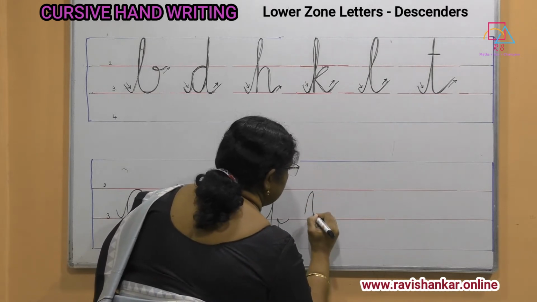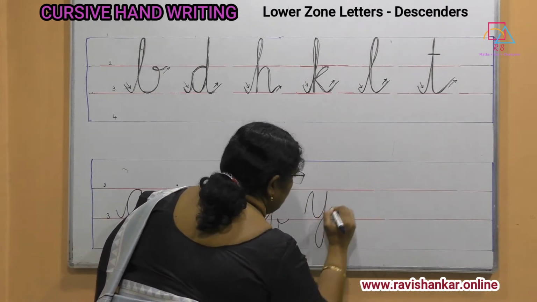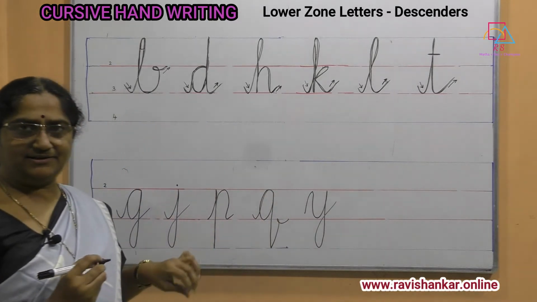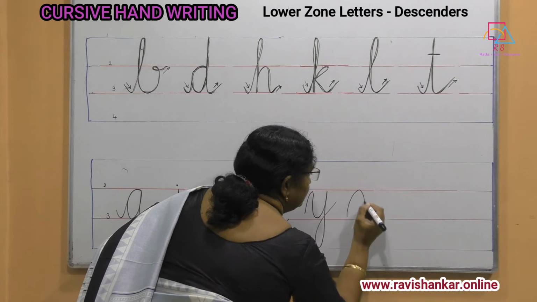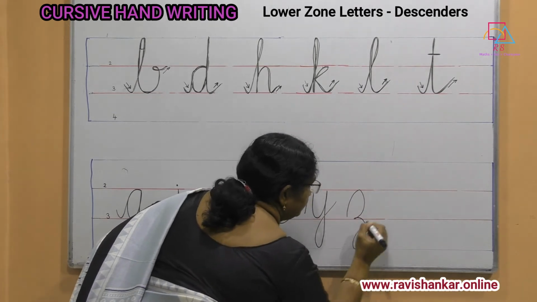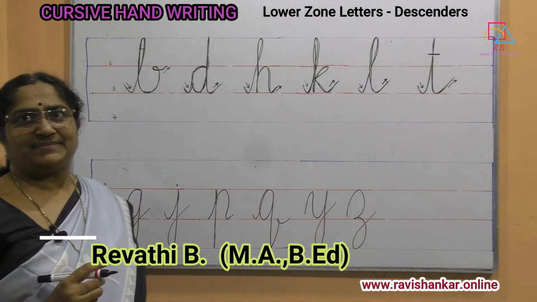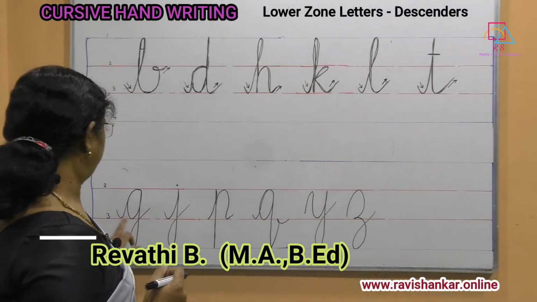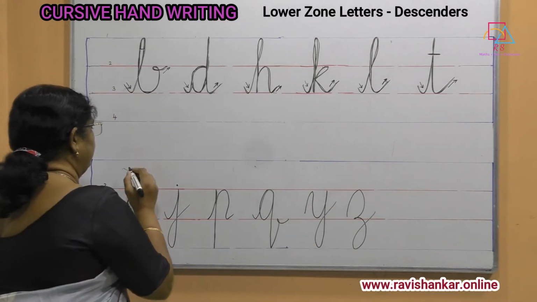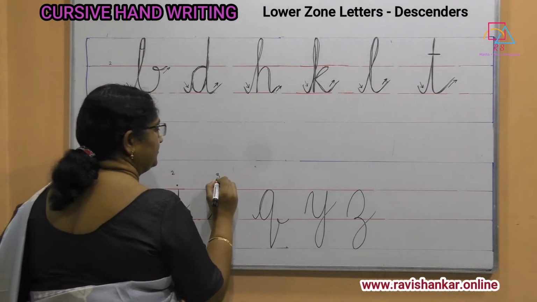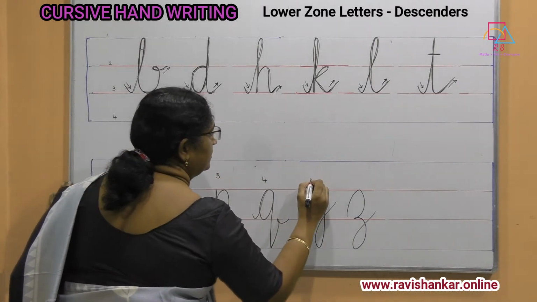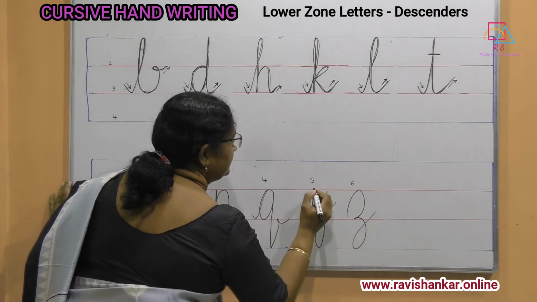Then the letter Y is a lower zone letter, and finally the letter Z is a lower zone letter. So we have got 6 lower zone letters. 1, 2, 3, 4, 5 and 6.